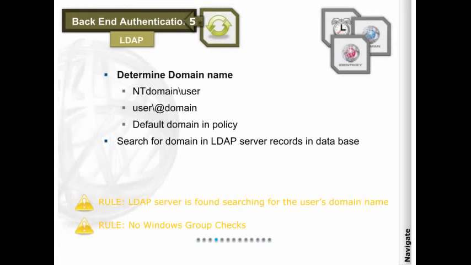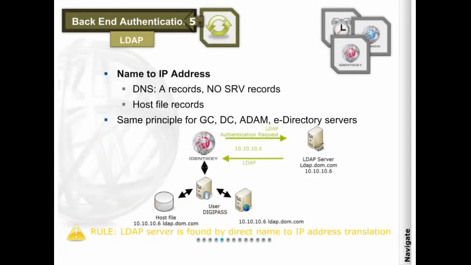When LDAP backend is used, we need to determine the domain name of the user to locate the proper LDAP record in Identikey. To find the backend server, Identikey will translate the server name into an IP address, so a record is needed in DNS, or you can alternatively place an entry in the local host file.